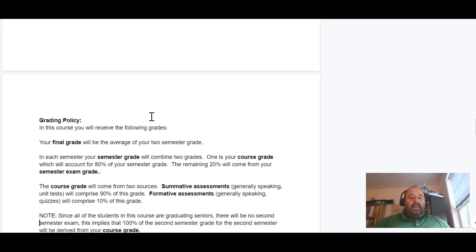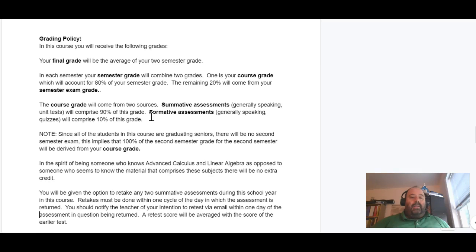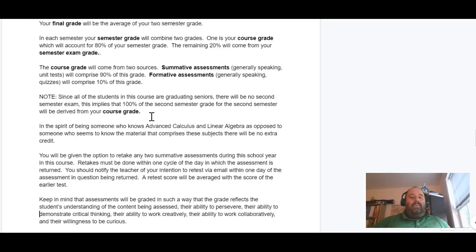Final grade here is calculated. 2 semester grades are put together. 20% of each semester is the exam, but because this is an all senior class, the second semester will not have an exam. So it's going to be 90-10 instead of 80-20, right? Or sorry, the first one is 80-20. The whole one, 100% of the second semester comes from the course grade. In both semesters, the course grade is 90% of your summative assessment and 10% of your formatives.